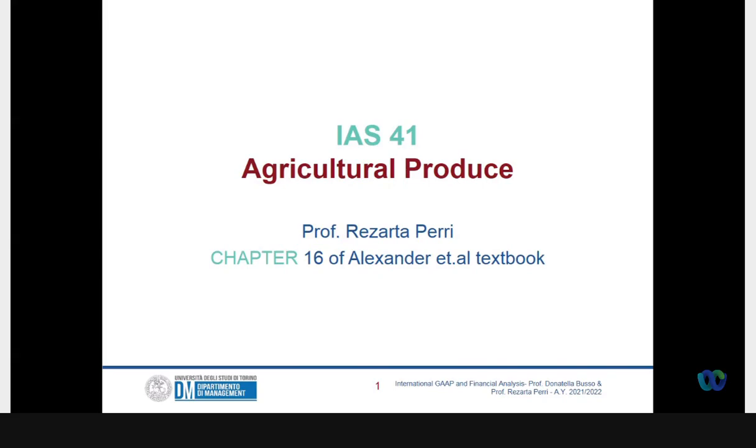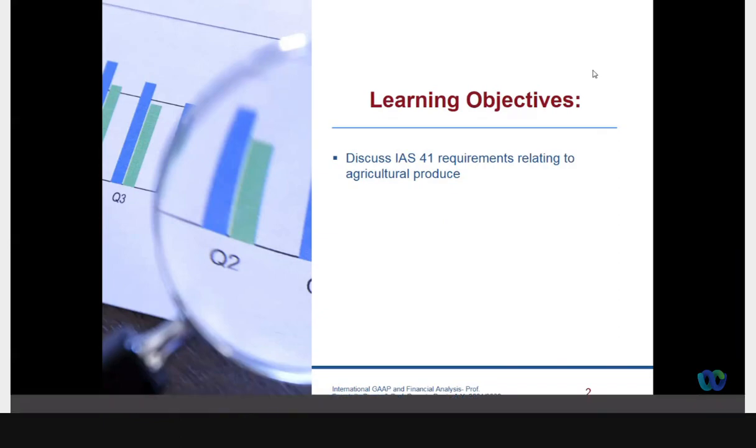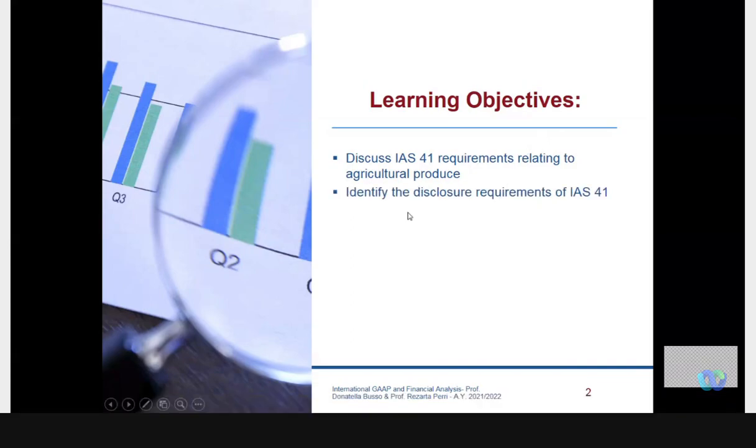Something else that deserves to be mentioned is that we are going to cover this only theoretically. So no exercises about how to calculate the amount of crops or something. I just want you to know the theoretical concepts, what agricultural produce is and how it is measured. Okay, so just theoretically. Let's start with the learning objectives. First of all, we have to discuss the requirements relating to agricultural produce, which is a special kind of inventory, if we may consider it that way. Then we will identify the disclosure requirements of IAS 41.